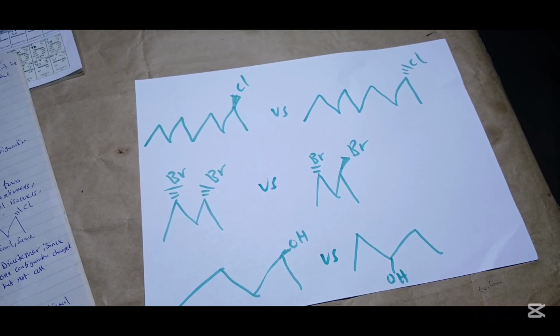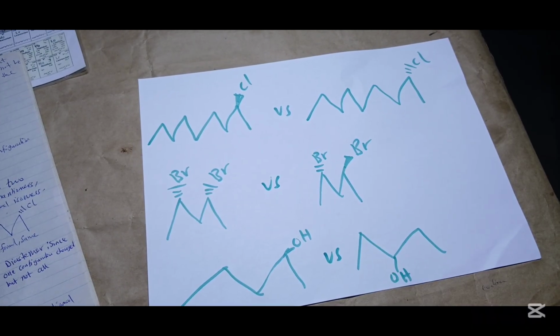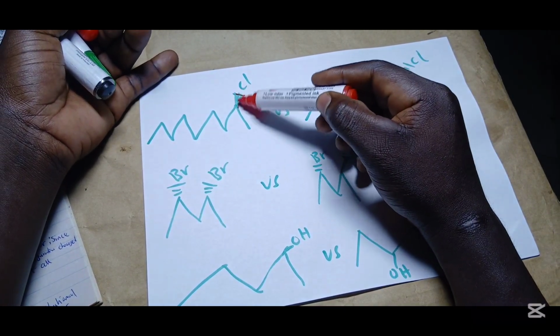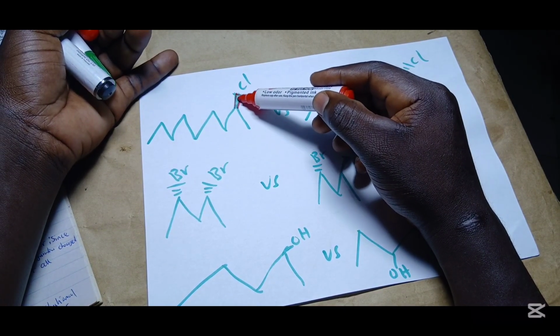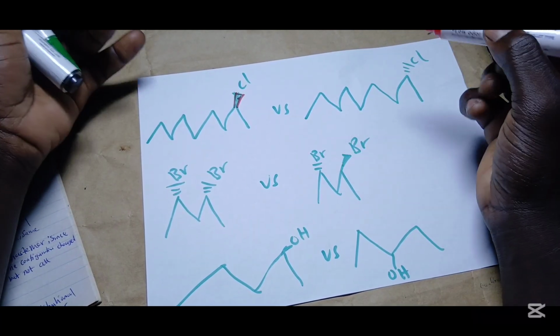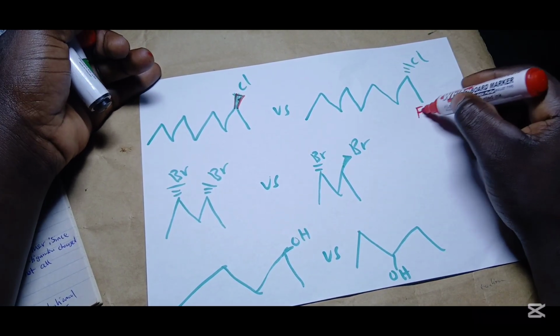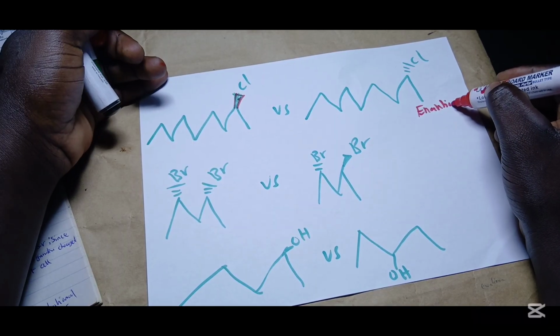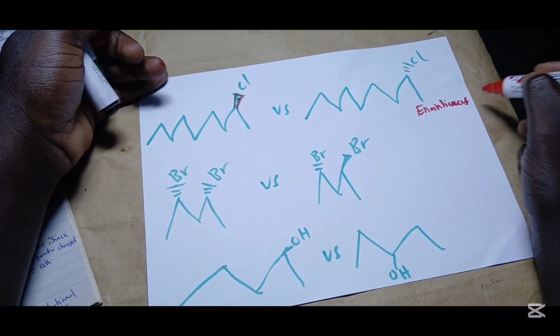What's the relationship between these molecules? So here in this molecule, the chlorine atom is on the solid wedge, and here it is on the dash wedge. The configuration has changed totally. So these two molecules are enantiomers. Total change in configuration. They are enantiomers.